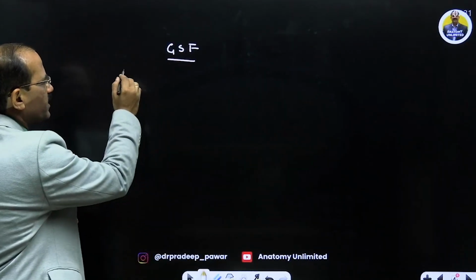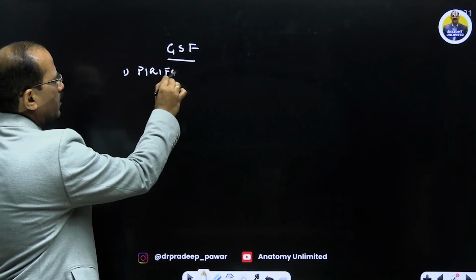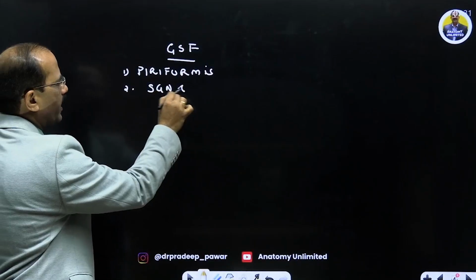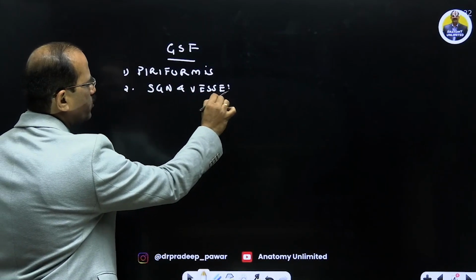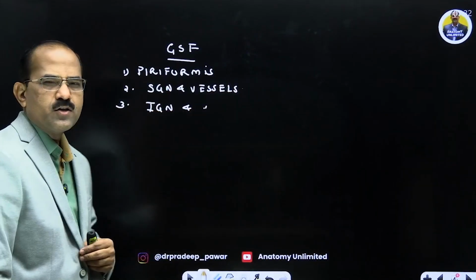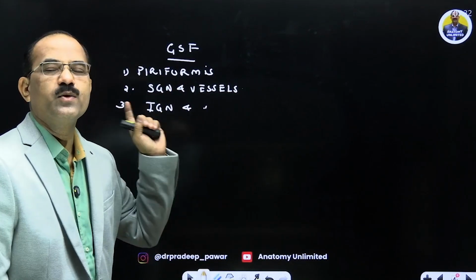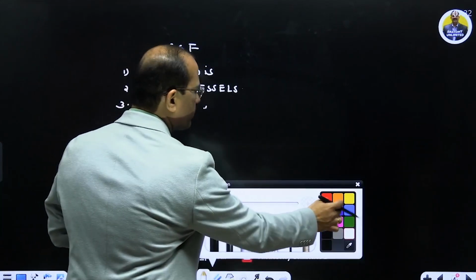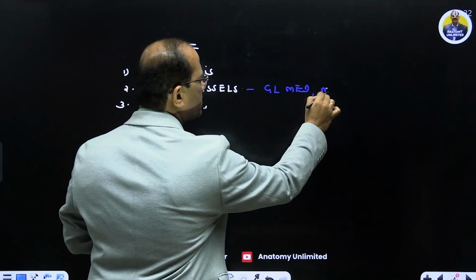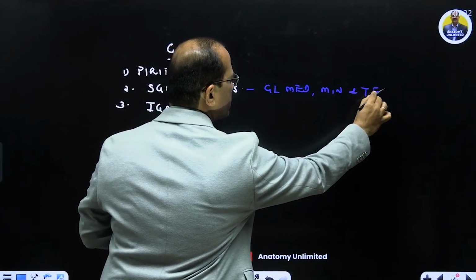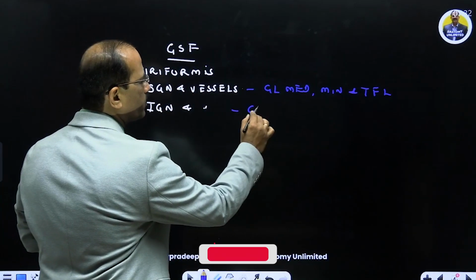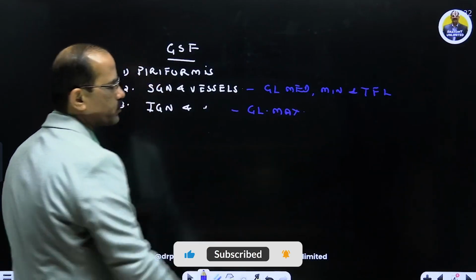Anyone? Okay, we'll start. One is piriformis. This is asked in exams, so you have to know this. Second is superior gluteal nerve and vessels. Third is inferior gluteal nerve and vessels. What do the superior gluteal nerve and vessels supply? Gluteus medius, minimus and tensor fascia lata. What does the inferior gluteal nerve supply? Gluteus maximus.